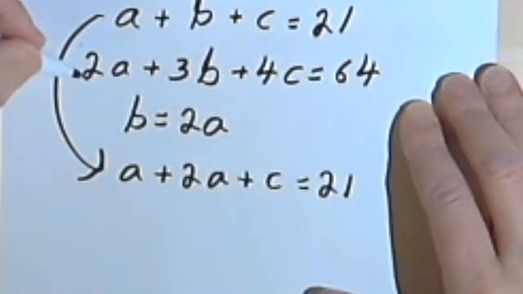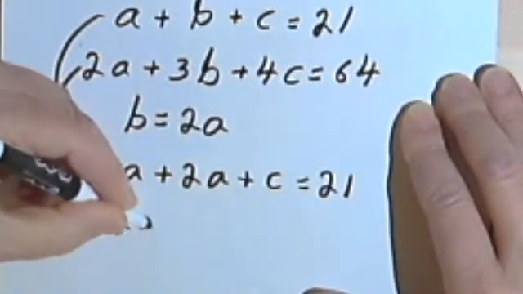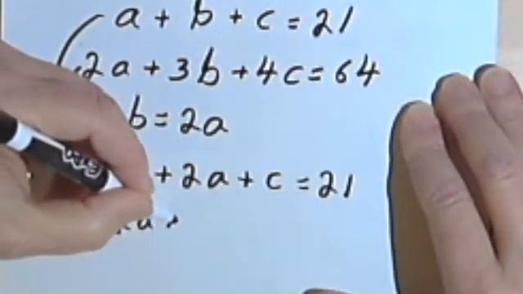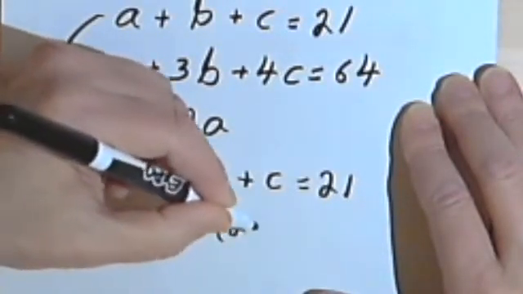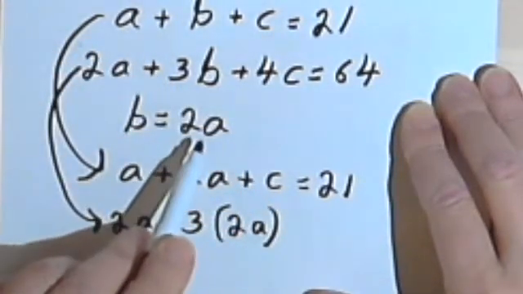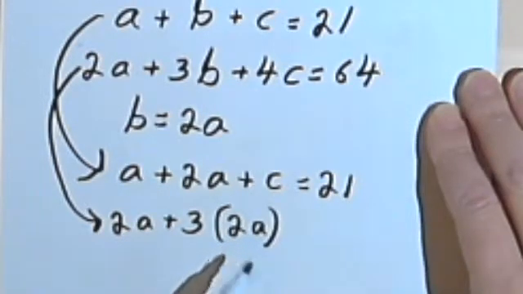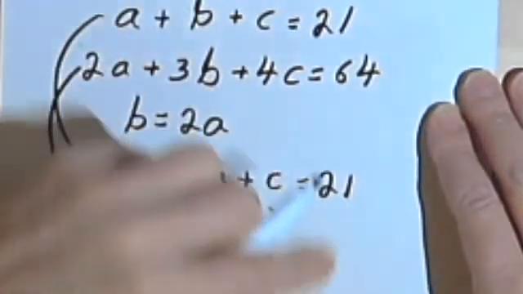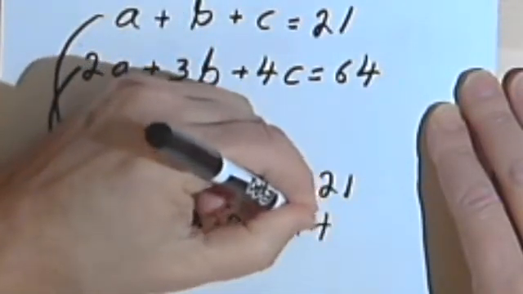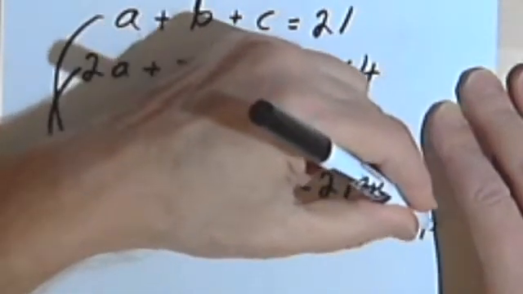And I'm going to do the same process with the second equation. So I'm going to take this second one, 2a, and instead of plus 3b, I'm going to make it plus 3 times 2a. I'm just substituting 2a instead of the b. So I have a 2a over here, 3 times 2a, plus 4c equals 64.